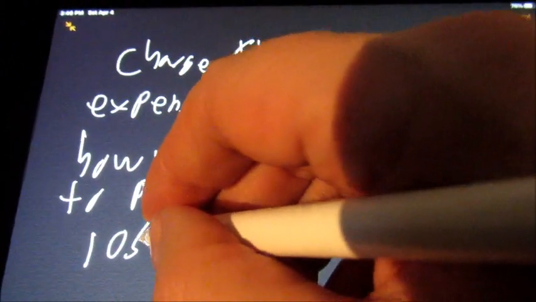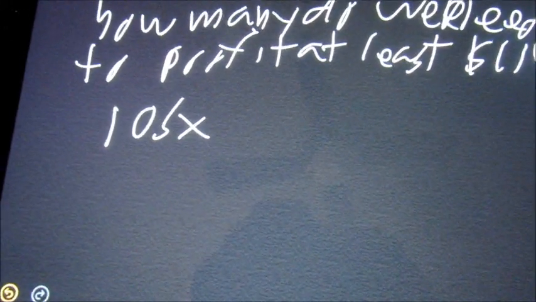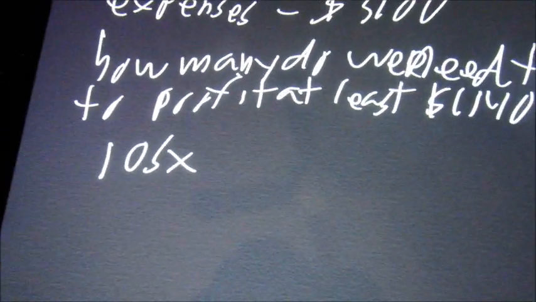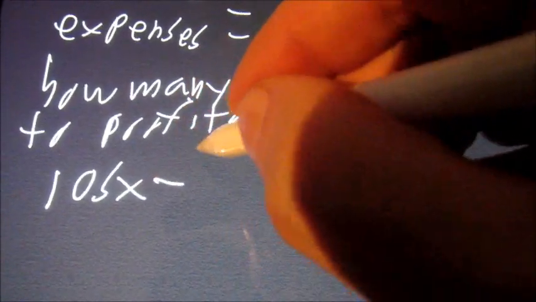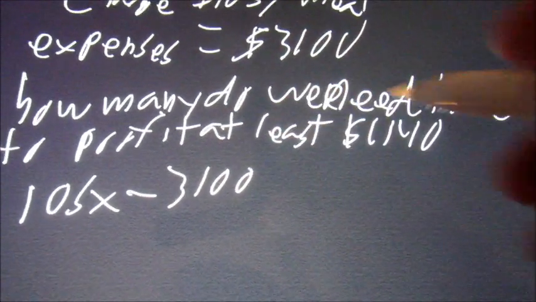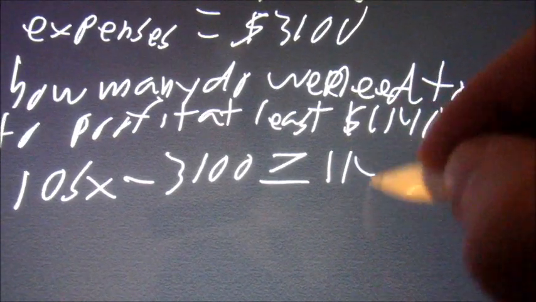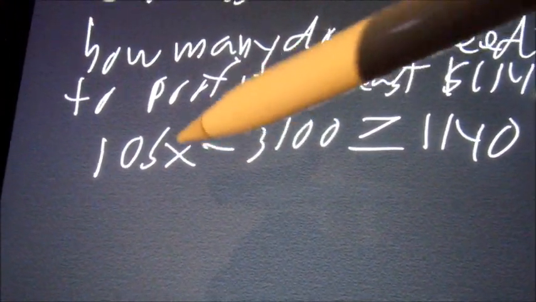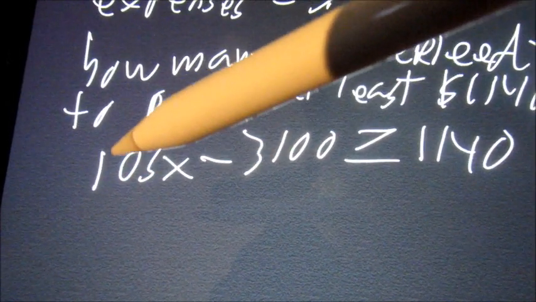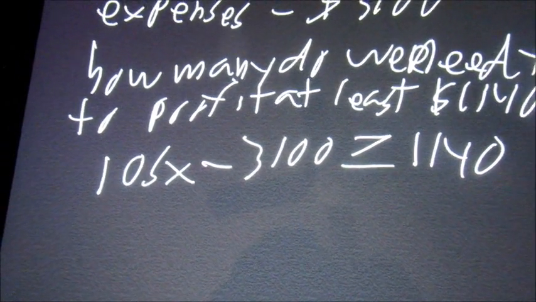So we know that we're going to get $105 per meal. So that's what we're bringing in: 105 times x. How many of those? But our expenses are $3,100. So we're going to take out the $3,100, and we want at least $11.40. So how many x's do we need to get when we're charging 105 minus our expenses to get $11.40?